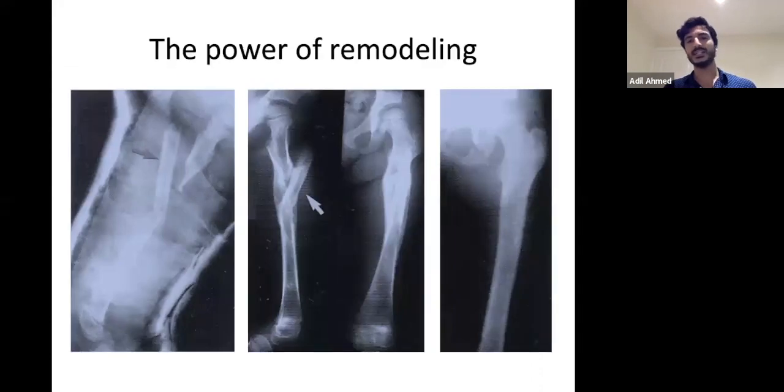Again, the power, remarkable what the human body can do. You can see this proximal femoral shaft fracture here. It's got this butterfly fragment as well. Look at that, over the course of a few weeks, and that's probably a year down the line. You can see it looks completely like a normal femur.